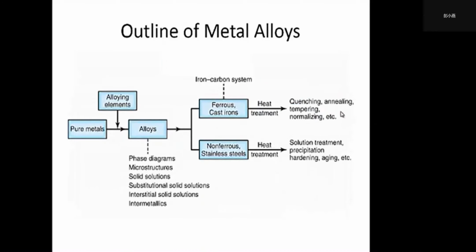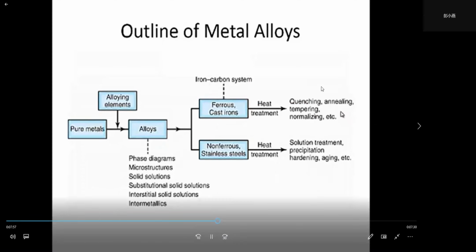This is the outline of the metal alloys. First, we have pure metals, and then we add some alloying elements into pure metals to form alloys. For alloys, we usually use phase diagrams to study the microstructure of the alloys. The alloy is usually also called solid solutions. We have substitutional solid solutions and interstitial solid solutions.